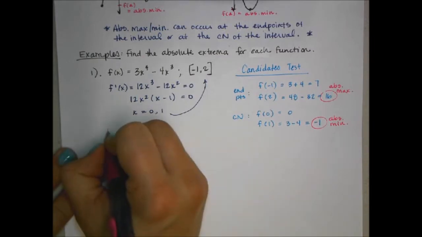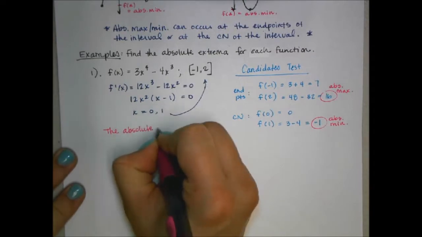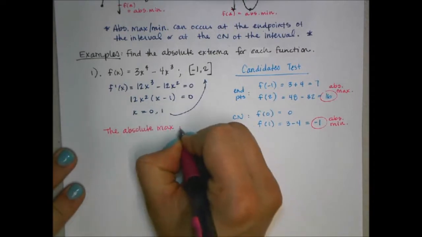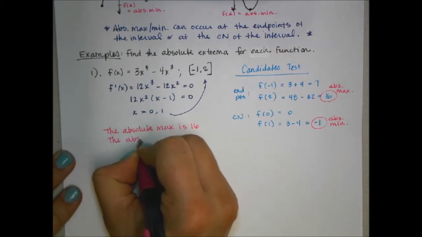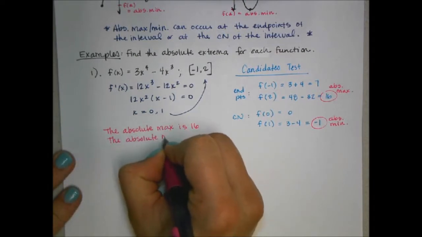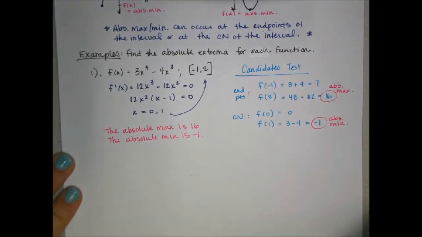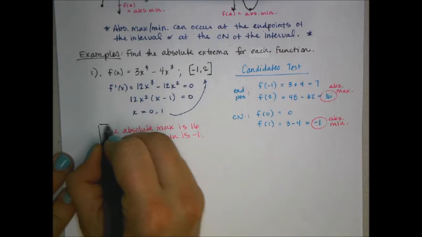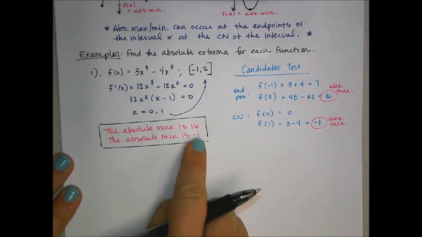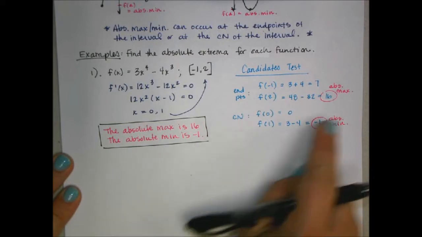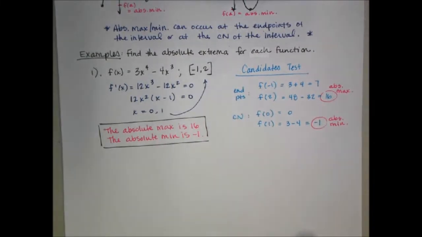We're going to write that out. Absolute max is 16. The absolute min is -1. So again, when you're asked to find the absolute max and min, your answer is the y value, not the x value. You want to know what it is, not where it occurred. So let's try another problem.